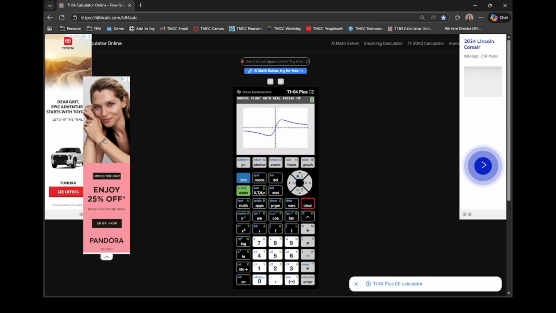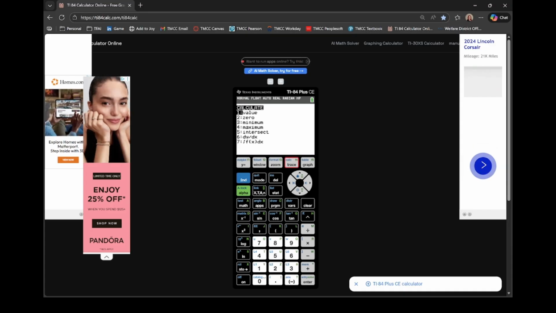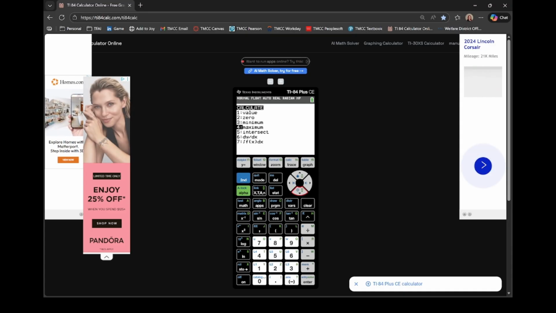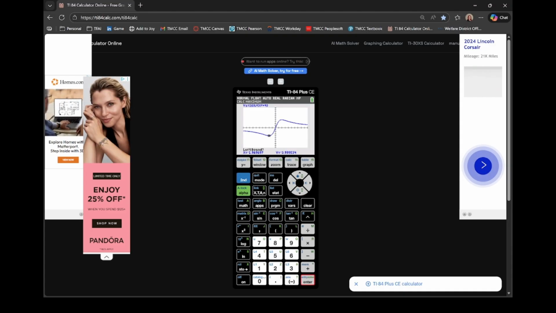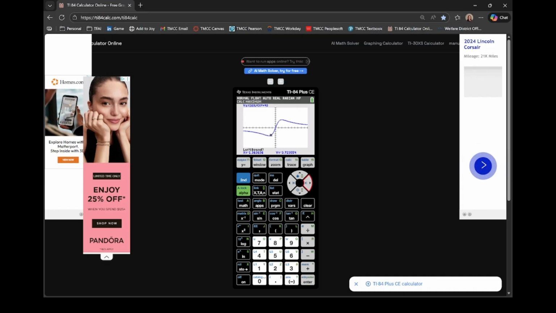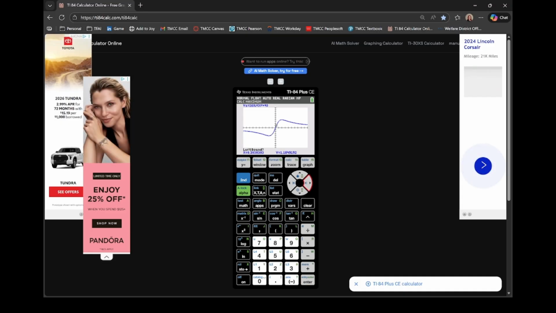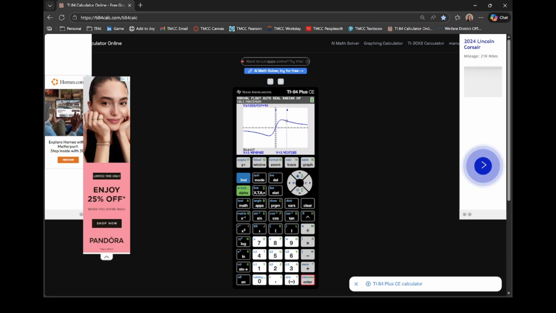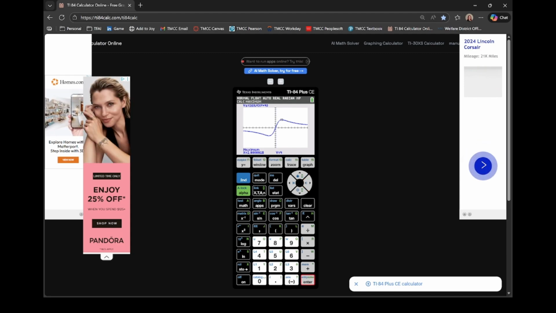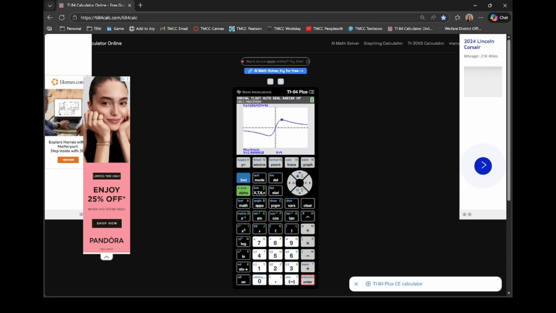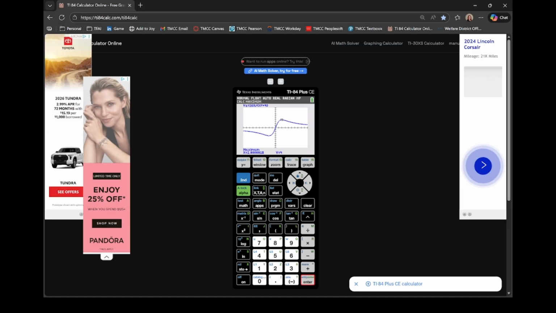So now I can clear that, and I can say second, calculate, and I can go to my maximum. And I can mark, well, where is the left bound of my maximum? And I just have to make sure I'm to the left of my max. And then I'm going to scroll over and make sure I'm to the right of my max. I hit enter. I hit enter one more time. And it marks it exactly at 2. So x equals negative 2 was our minimum. X equals positive 2 is our maximum.